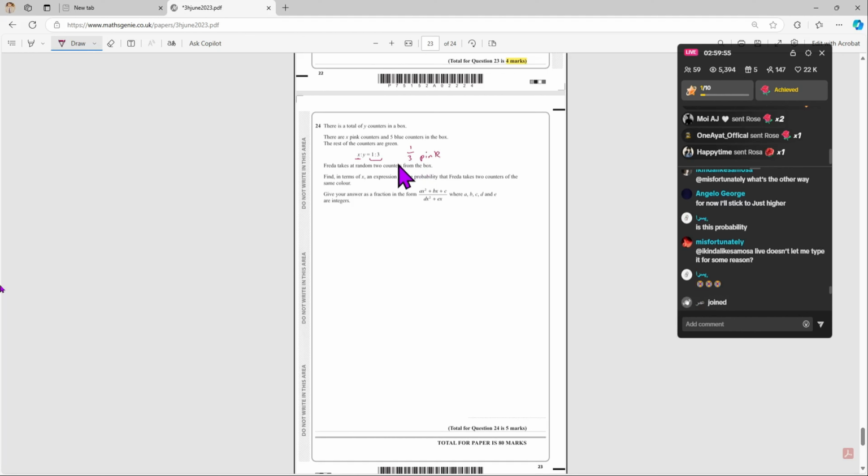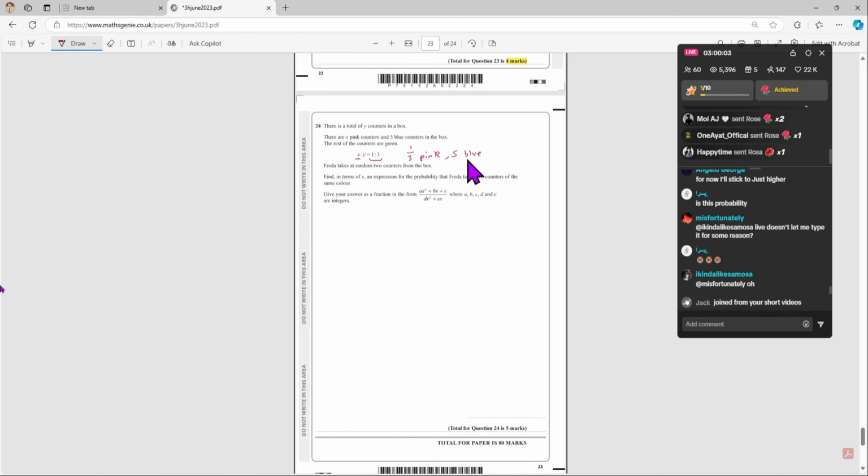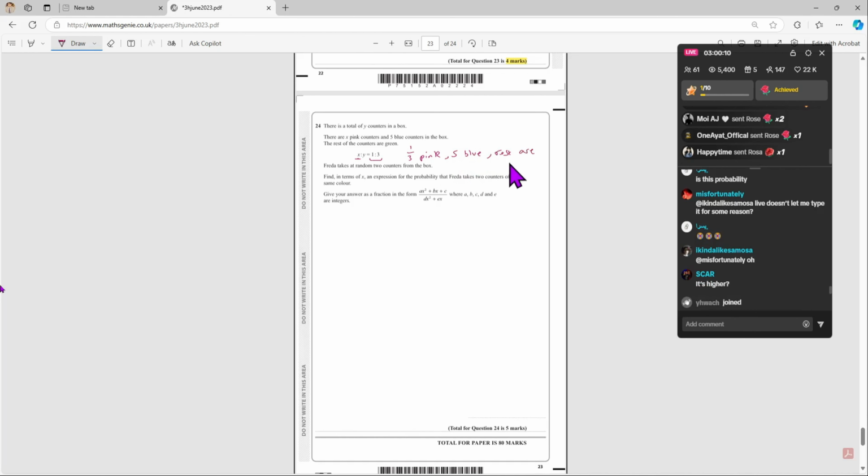The second thing we know is that there are 5 blue counters. They just gave that in the question. And then we know that the rest are green counters.